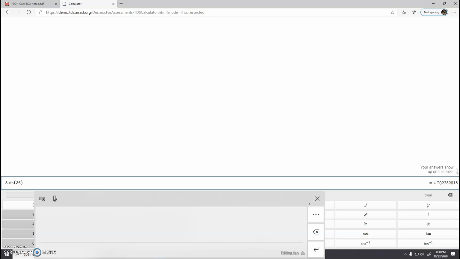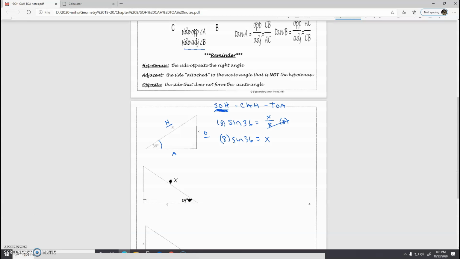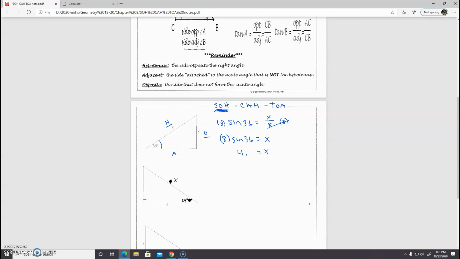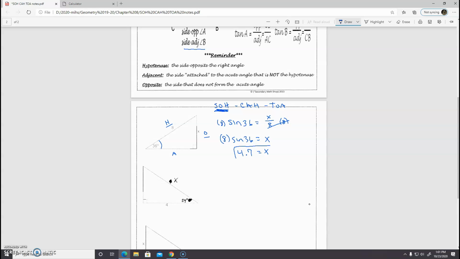So we're going to come back. And x equals 4.7. Now make sure your answer makes sense. Your hypotenuse should always be your longest side. If you got a number bigger than 8, you probably messed up. Let's try another one.